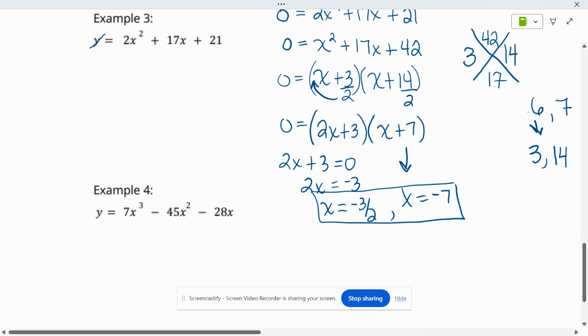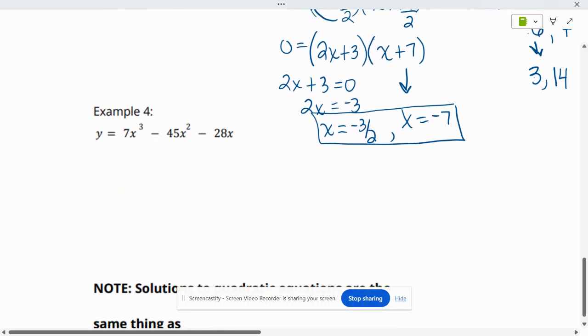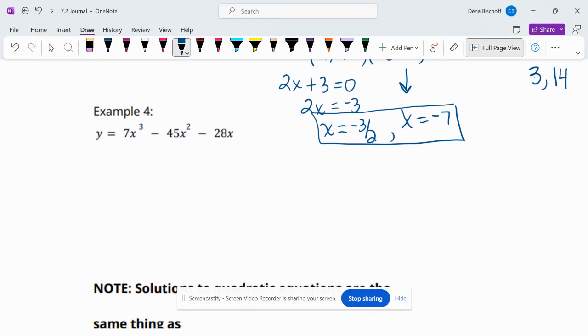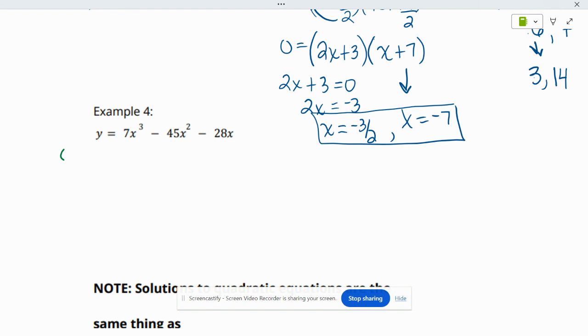Okay. Your last example is actually not a quadratic, it's a cubic. We've factored cubics before because if we have a cubic, that means that there's a GCF. So 0 equals, what is the GCF in this? It's x. We're going to take an x out of everything. So 0 equals x times 7x squared minus 45x minus 28.